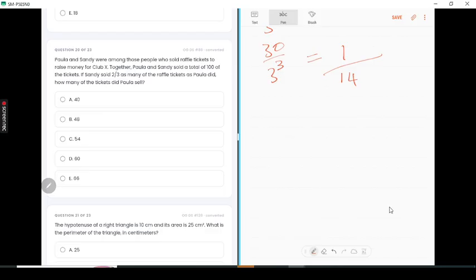So it says Paula and Sandy, if Sandy sold two-thirds of Paula's, and we have 100. To get rid of 3, we multiply through by 3. If we multiply through by 3, we have 3p plus 2p equals 300. 5p equals 300. If 5p equals 300, what is p?